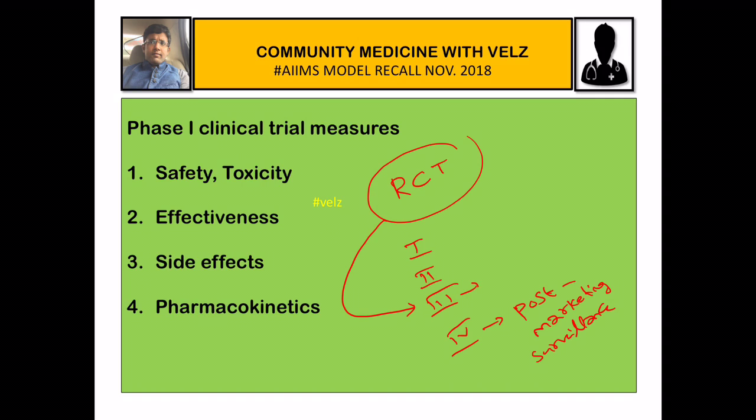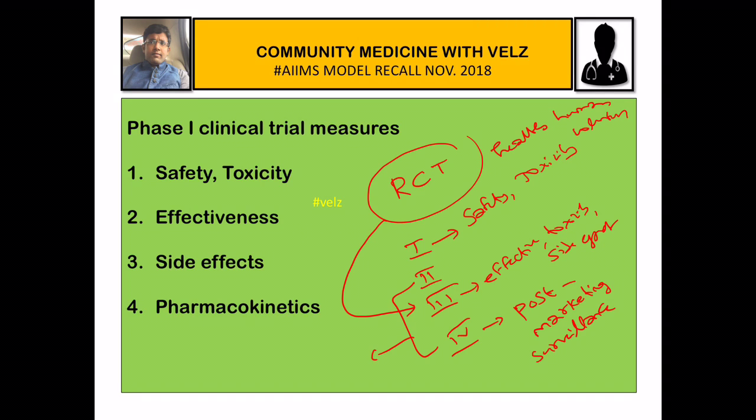Then phase 3 is usually for how effective the drug is. Is there any toxicity with the drug? What are the side effects of the drug? Phase 1 usually deals with safety and toxicity. Phase 1 is mainly done on healthy human volunteers. Only from phase 2 to phase 4 is it done on patients. Phase 1 is done on healthy human volunteers for the safety and toxicity of the drug.